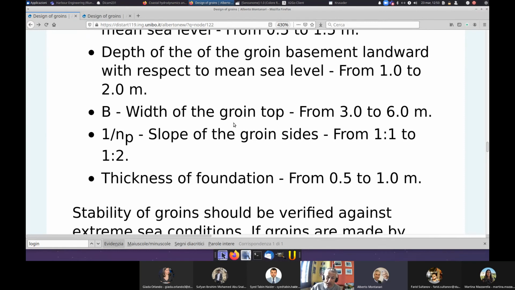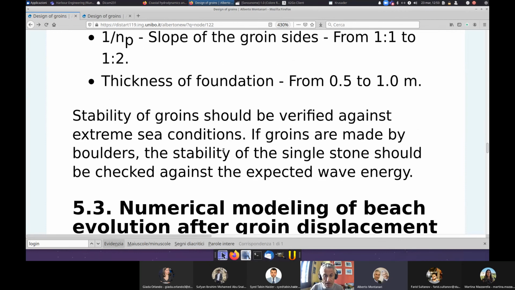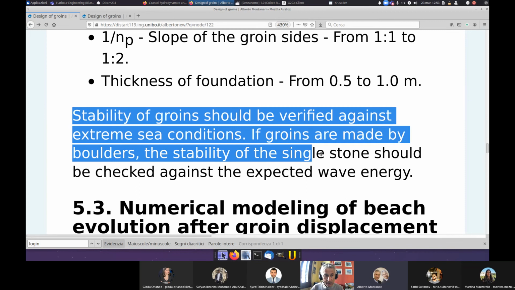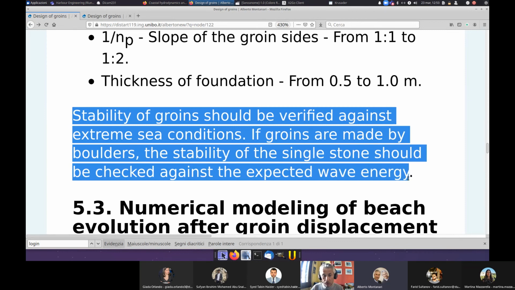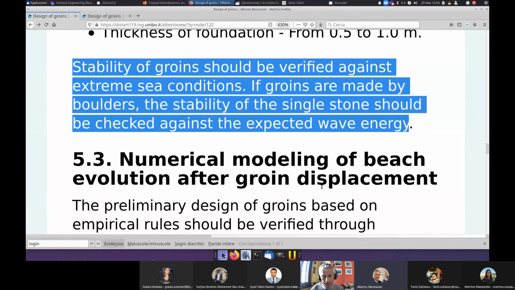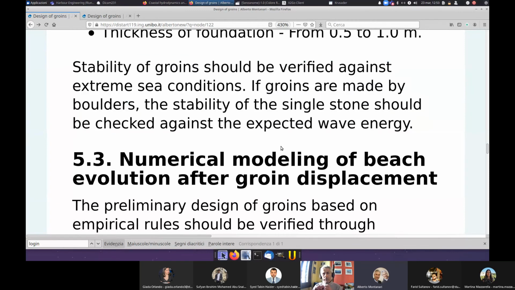And the slope of the groin sides is from 1:1 to 1:2. It depends on the material. So if you use boulders, you have to carefully check the stability of the armor units. We will dedicate a lecture to that. The thickness of the foundation is from 0.5 to 1 meter. And here you see the note that stability should be verified against extreme sea conditions. And we will talk about the verification of stability of rock and armor units.